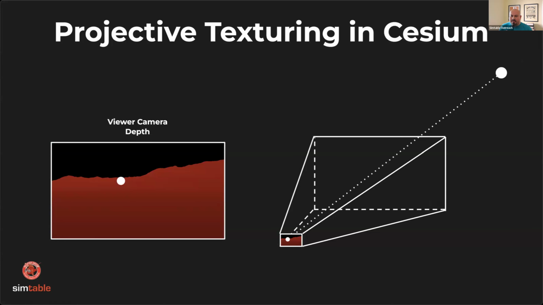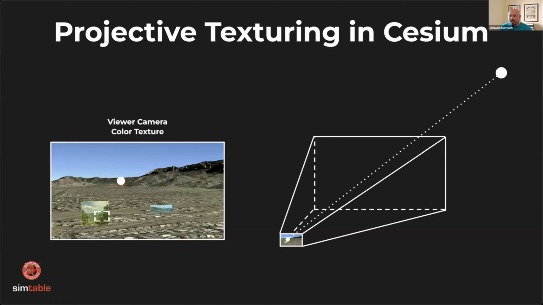And this depth position, this world coordinate, and the viewer camera matrices are used to reproject that screen coordinate into the world coordinate, or into the coordinate space of the depth of the projective texture camera.